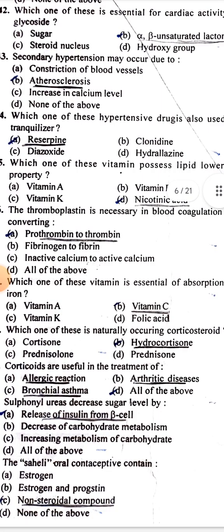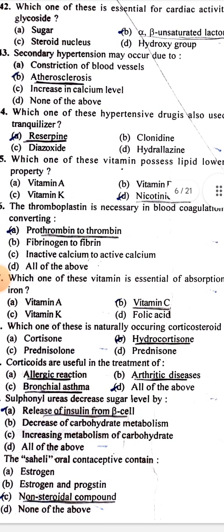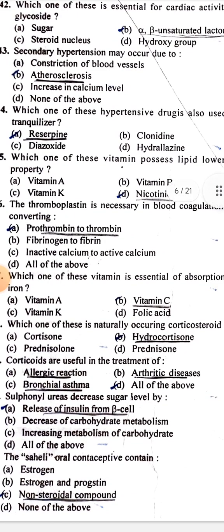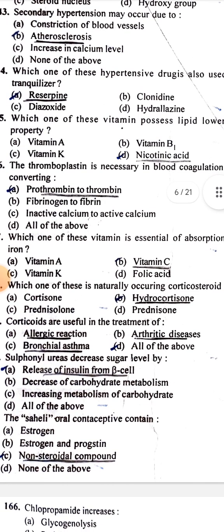Which one of these vitamin is essential for absorption of iron? That is vitamin C. Which one of these is naturally occurring corticosteroid? Hydrocortisone. Corticosteroids are useful in treatment of arthritic disease, allergic reaction and bronchial asthma. Sulfonylureas decrease sugar level by release of insulin from beta cells. The Saheli oral contraceptive contain non-steroidal compound.